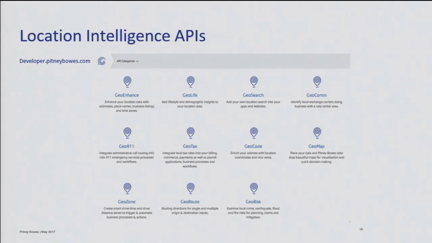Our location intelligence APIs are a set of REST APIs that expose much of our location intelligence functionality, from geocoding, searching, address completion, address cleanup. We have routing, basically drive time, geozones. We also have some more targeted ones like GeoRisk, which is earthquake and flood risk data. So we have a whole ton out there. They're really easy to integrate into your web apps, and we have samples, and we even have client SDKs if you need them, Java and .NET. So just want to make you aware of them.